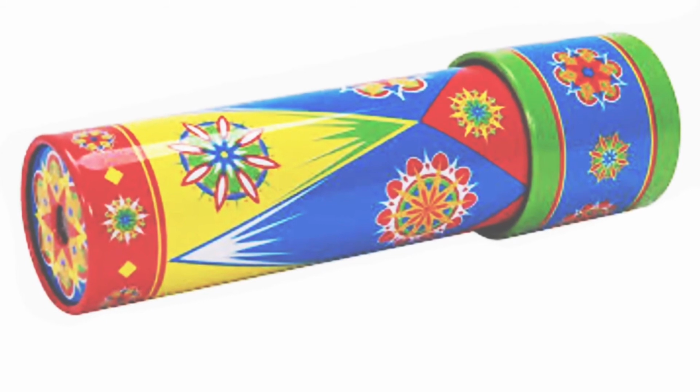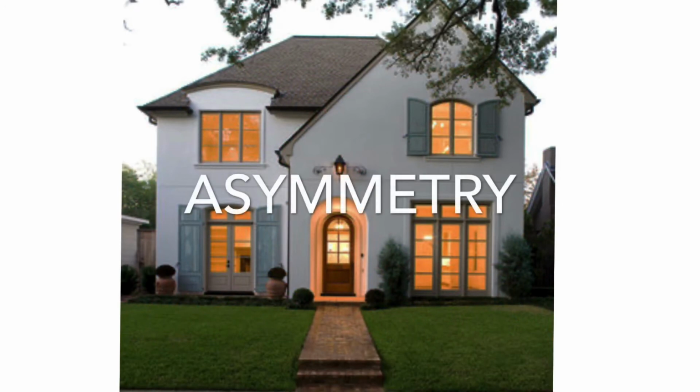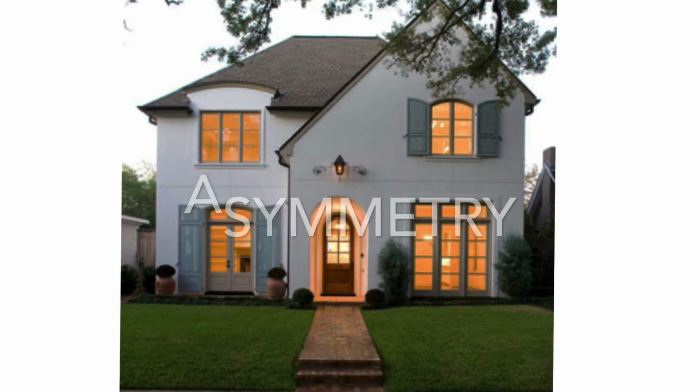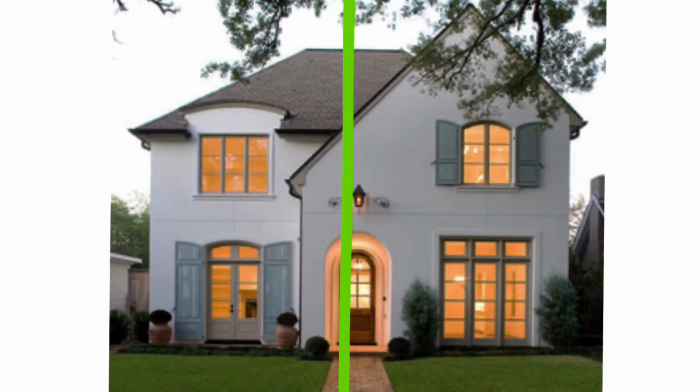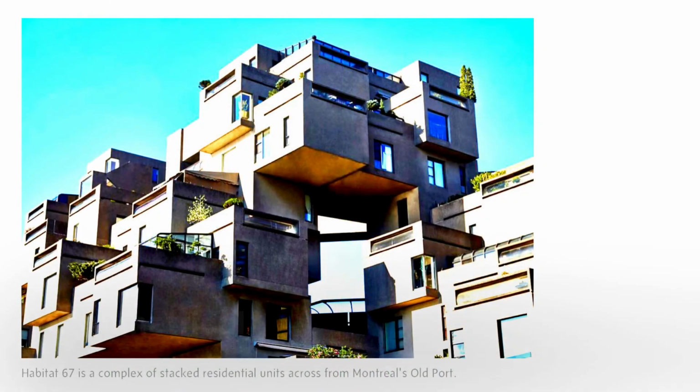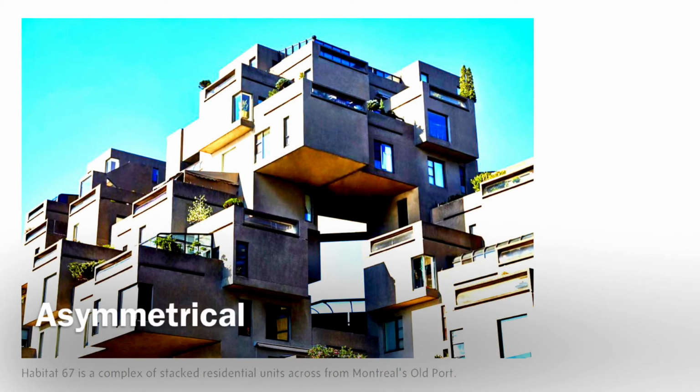Now, the most perfect symmetry I've ever seen is inside a kaleidoscope. It is so perfect. You can put a vertical line down the middle and get the same on the right side and left side. You could also put a horizontal line across the center and get the same on the top and the bottom. Perfect symmetry. Asymmetry means not the same on the right or left or top or bottom, like this house over here. If I put a vertical line down the middle, you can tell that left side and right side are not mirror images of one another. How about this one, Habitat 67, just off of the old port in Montreal.